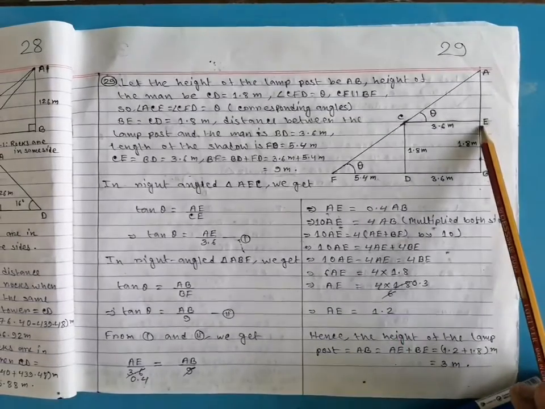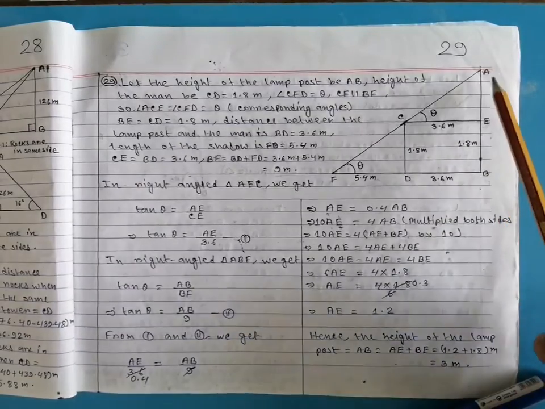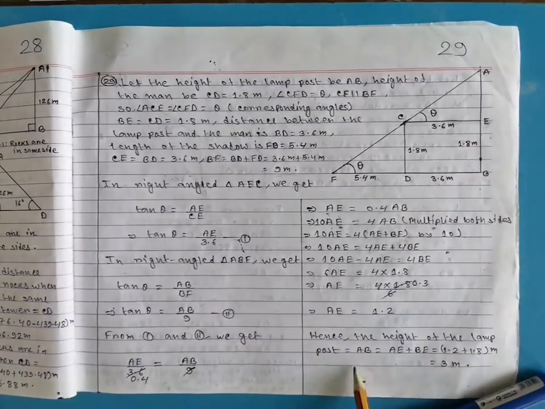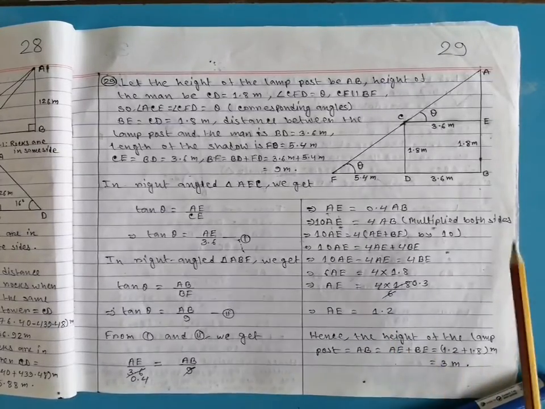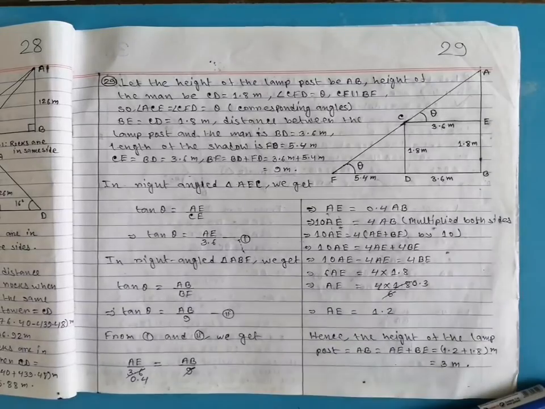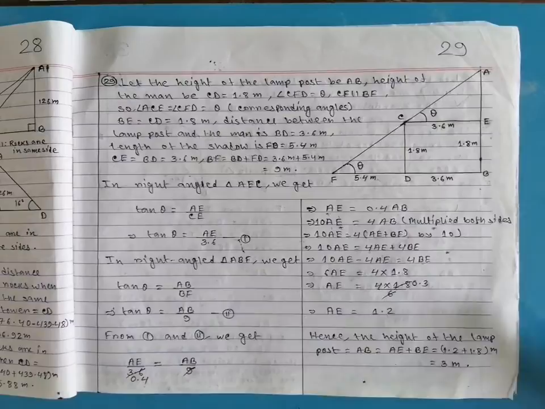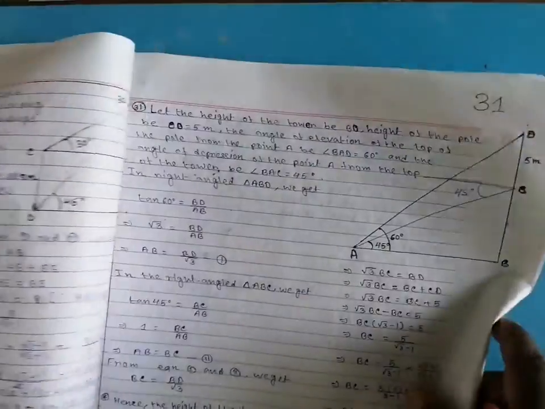So AE is 1.2 and B is 1.8. So AB will be equal to AE plus B. AE calculated is 1.2 and B is given as 1.8. So the total is 3. So the height of the lamp post will be 3 meter. Okay. Now the next question, that is question number 30.